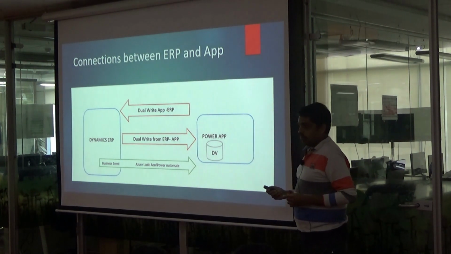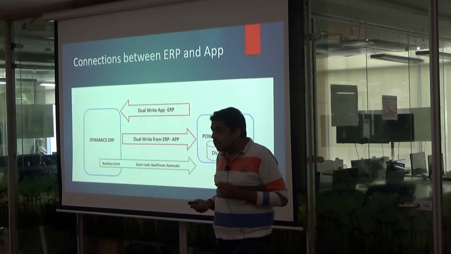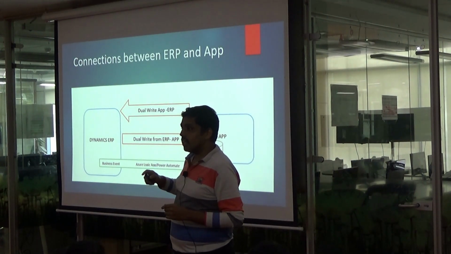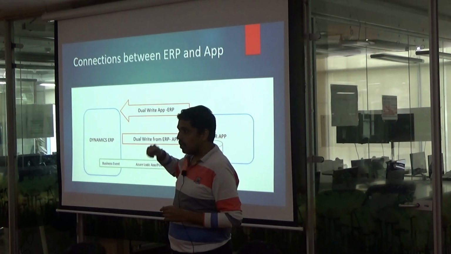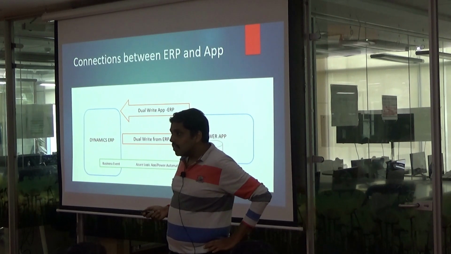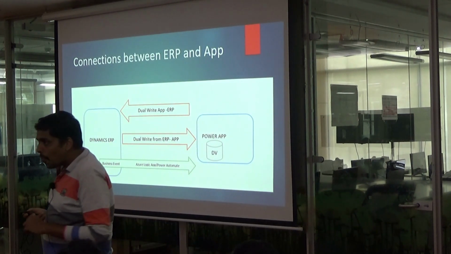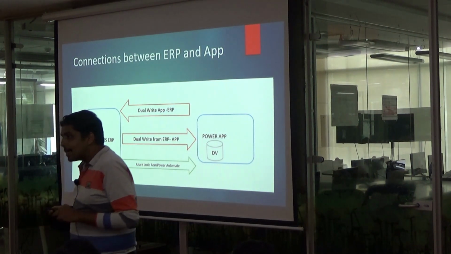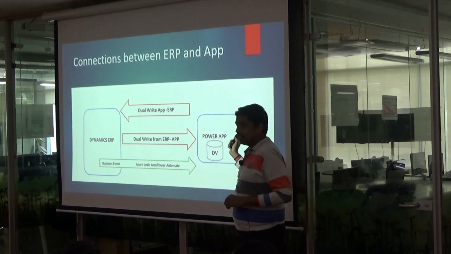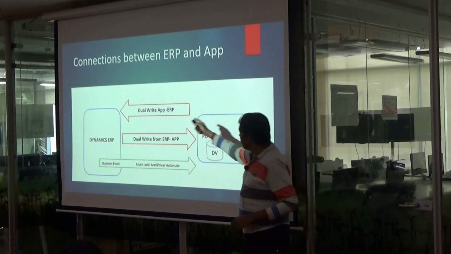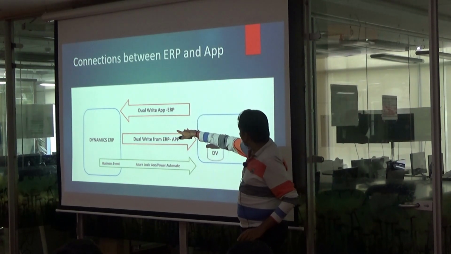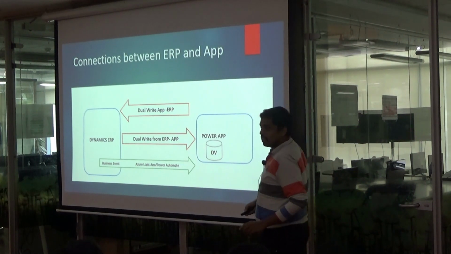What is dual write? Dual write is a technology. It is just like an API. An API is used to transfer data from one application to another application. It could be called simple write, so why are we calling it dual write? Because it writes from both directions. It can write into the ERP database from the Power App, and vice versa.